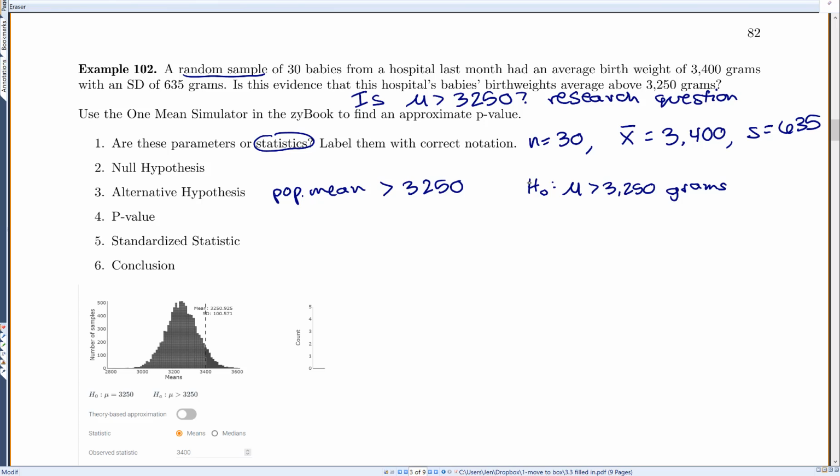Okay. When I want to know if my population mean is greater than 3250, that is my alternative hypothesis. That is what I'm trying to show. Sorry, I'm in the habit of writing that first. I just wrote it in the wrong spot. My null hypothesis is always an equals. So my population mean equals 3250. Or if I want to write it in symbols, I do an H0 for mu equals 3250 grams.